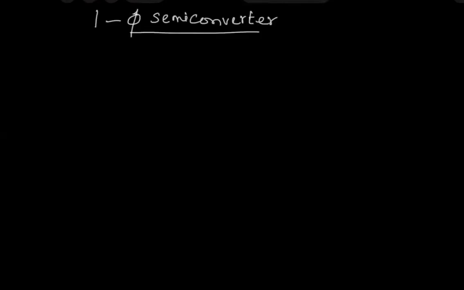Hello everyone. In this video, we are going to see single phase semiconverter. The single phase semiconverter is a one quadrant converter, which means the output voltage and current both are positive. The single phase semiconverter circuit consists of two SCRs and two diodes.